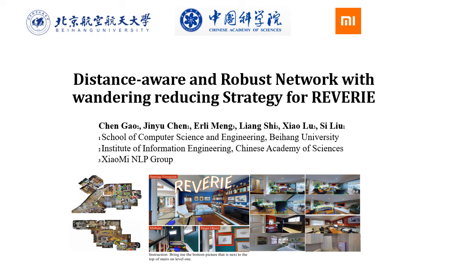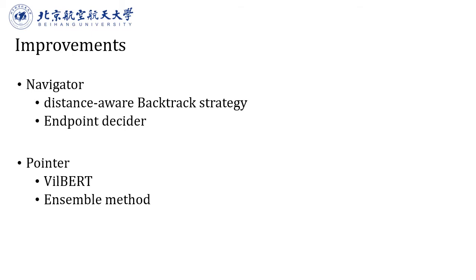We will introduce the technology we use in the REVERIE challenge. In this talk, there are two important parts, the navigator and the pointer. The navigator needs to find a way to the correct viewpoint, and the pointer grounds the object with the description of the instruction. So we will talk about the improvements in these two aspects.